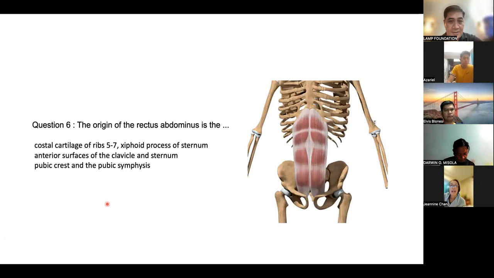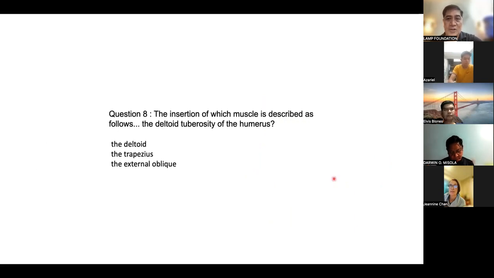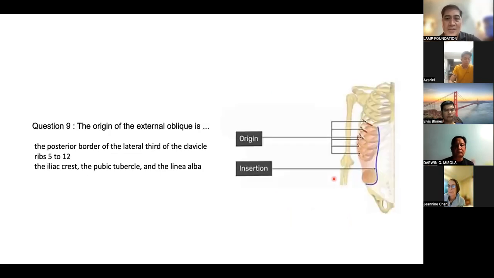Can you see it here? Pubic crest and the pubic symphysis. Okay, good. Insertion of the rectus abdominis is the costal cartilage of ribs 5 to 7, xiphoid process of the sternum. Wow, very good. Insertion of which muscle is described as follows: the deltoid tuberosity of the humerus. The deltoid. Okay, obvious.